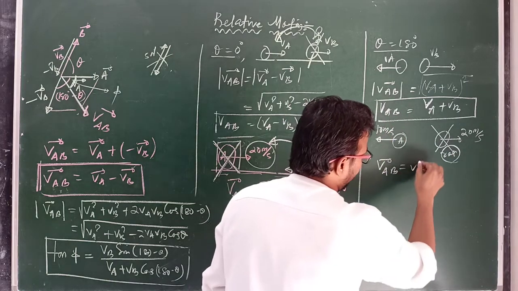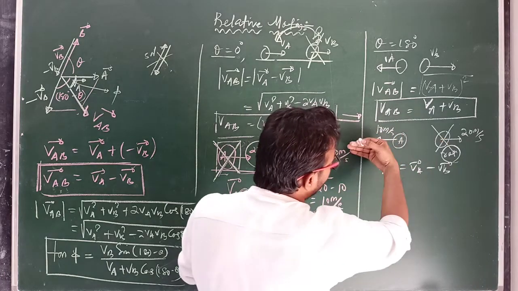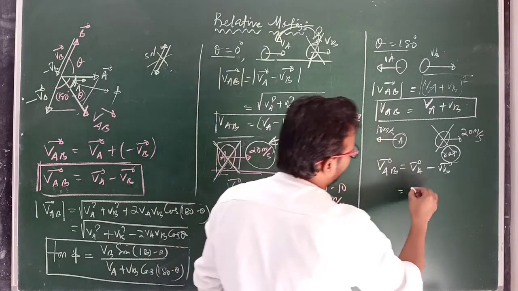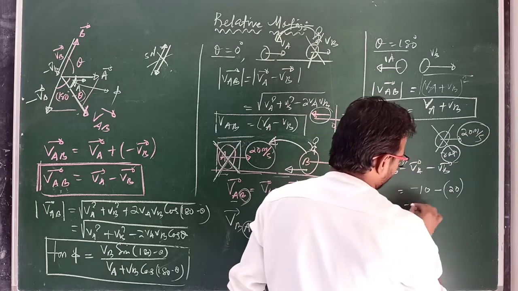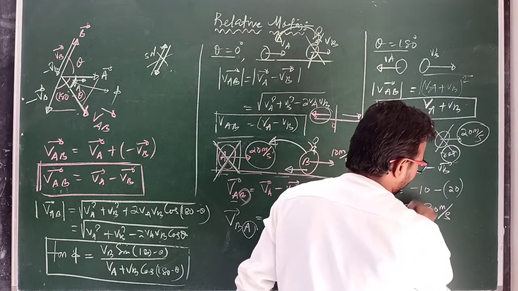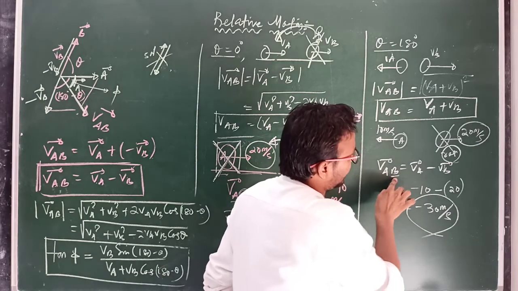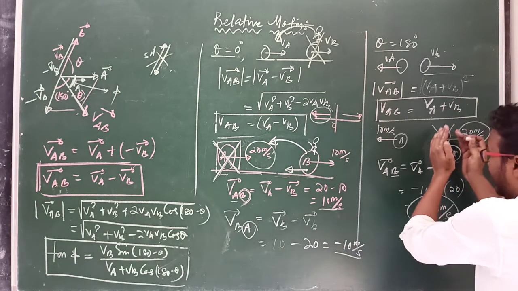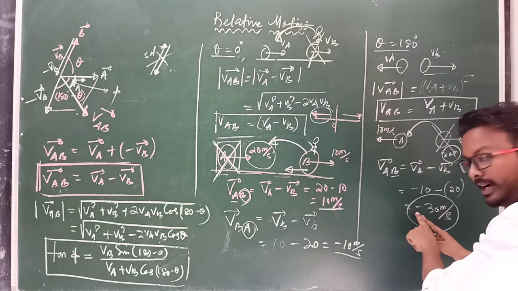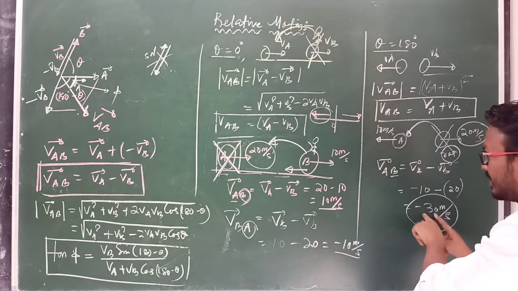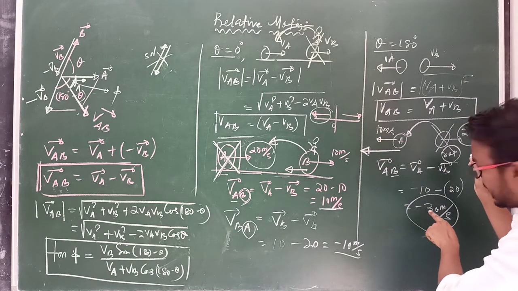Clear? Then we can write VA minus VB. The velocity of A is in the opposite direction, meaning negative axis, so we have to use minus 10 minus the velocity of B, that is 20, so the answer will be minus 30 meter per second. This negative sign indicates that if the observer is placed at point B and observes the motion of A, he will find it is minus 30 meter per second, meaning object A is moving in this direction with a speed of 30 meter per second.